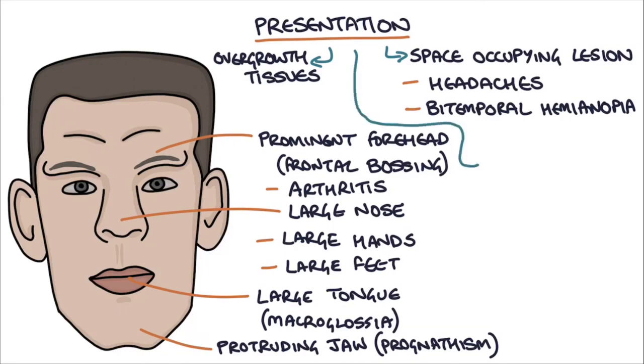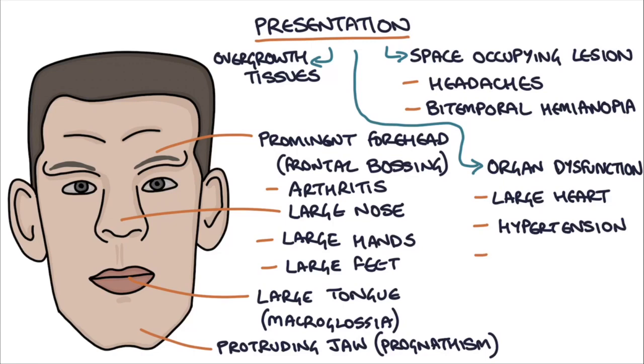Now, growth hormone can also cause organ dysfunction because it causes growth of tissues outside of the muscles and the skeleton. So it can cause a hypertrophic heart, or very large heart that's not functioning properly. It can cause hypertension, type 2 diabetes, and it's also linked to colorectal cancer.